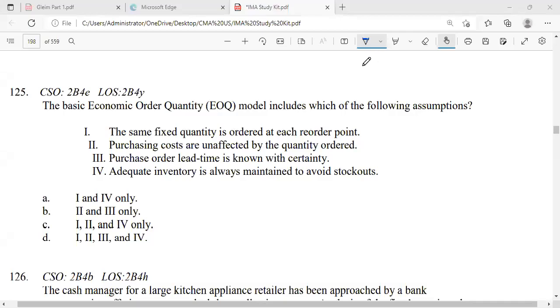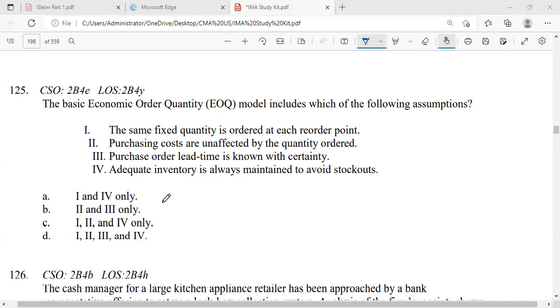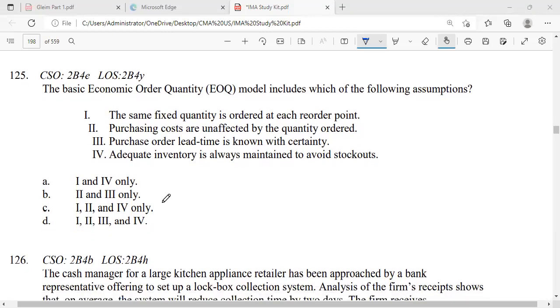So here we'll be continuing with the MCQ sessions, same section B, but here it is economic order quantity, EOQ type of questions. To begin with, the base of the economic order quantity model includes which of the following assumptions? This is the most basic question you can get in the CMA Part 2 examination: what are the assumptions of EOQ?